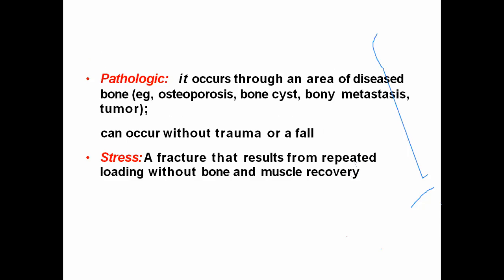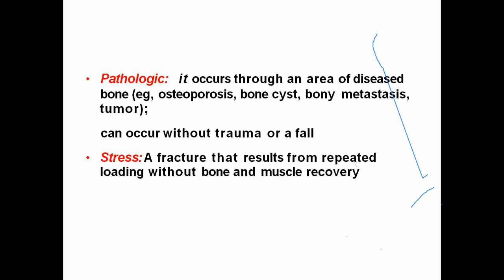Now coming to pathologic fractures. They occur through an area of diseased bone. What may be the diseased bone? It may be osteoporosis, a cyst, bony metastasis, or any tumor. Because of this pathologic condition, the person will undergo a fracture, so we term it a pathologic fracture.